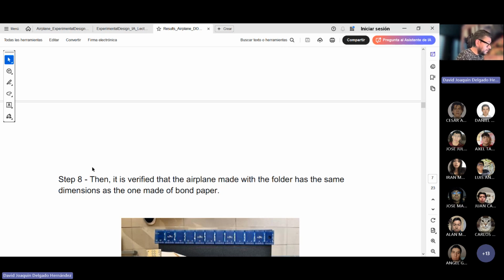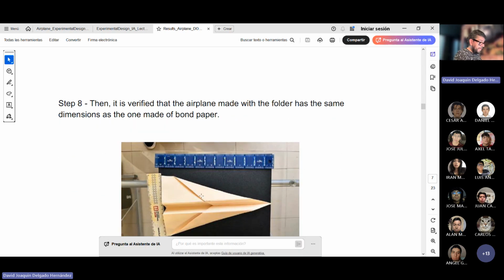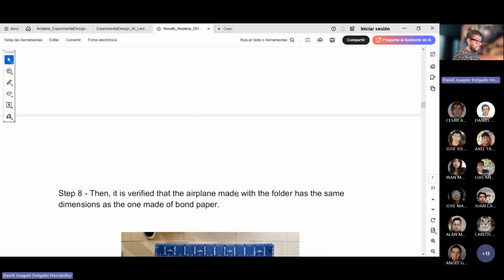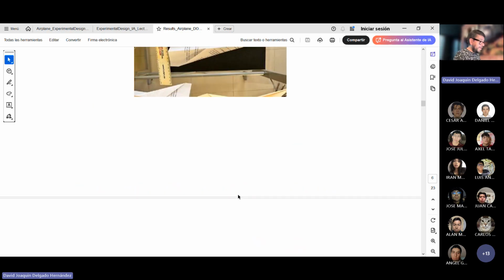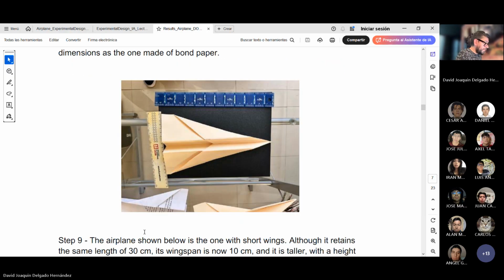Step number 8, then it is verified that the airplane made with the folder has the same dimensions as the one made of bond paper. So here you have, first I had the bond paper and now I have the folder. Okay, so I make sure that they have exactly the similar dimensions.